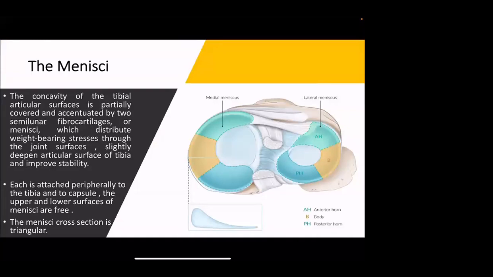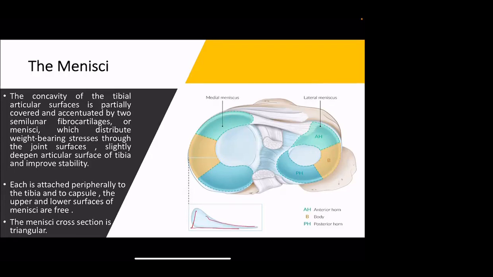Regarding the menisci, the concavity of the tibial articular surfaces is partially covered and accentuated by two semilunar fibrocartilages, or menisci, which distribute weight-bearing stresses and improve stability. Each is attached peripherally to the tibia and to the capsule. The upper and lower surfaces of the menisci are free.